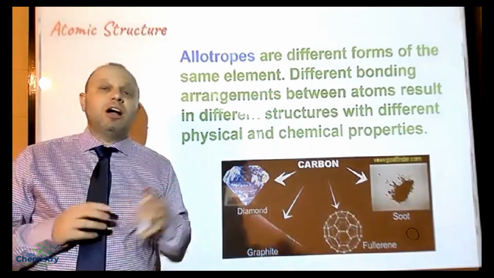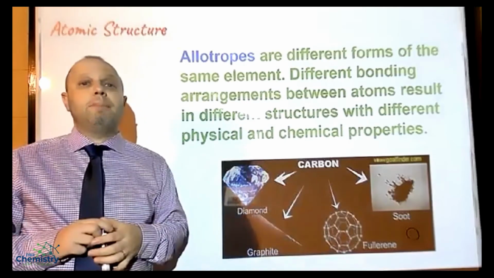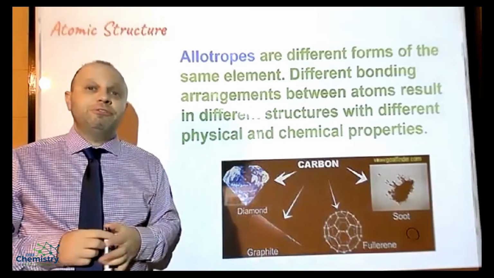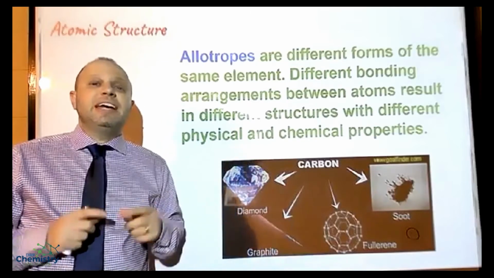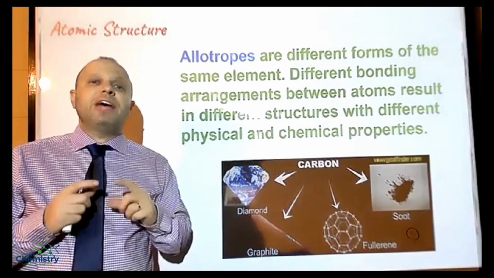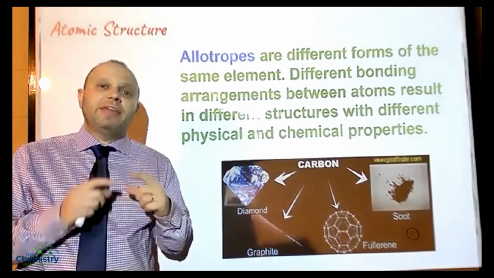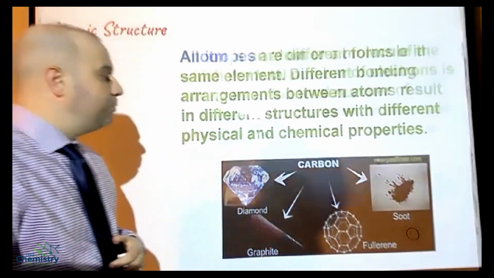We're going to talk about this in a lot more detail when we go on to our unit on bonding. But for now, it's important for you to realize that you could have different forms of the same element, and they have completely different physical properties based on how those atoms are bonded to each other within that one allotrope. Okay, let's move on.